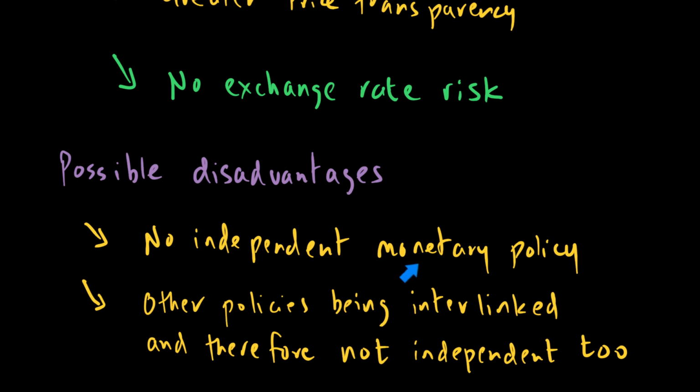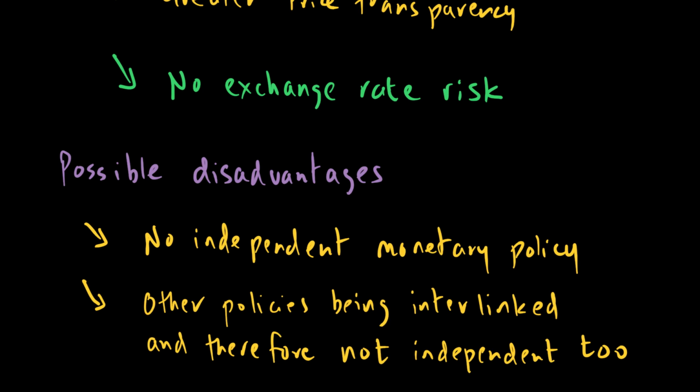And because of this, a lot of times monetary policy and other policies are interlinked. So, for example, other policies being interlinked will also not be independent, because the macroeconomic policies are strongly interlinked. So we lose what we call our freedom to make our own policies when we follow the same currency.